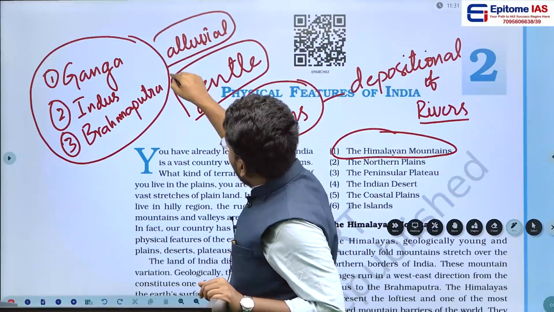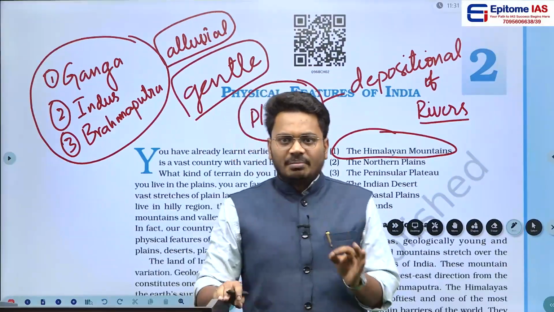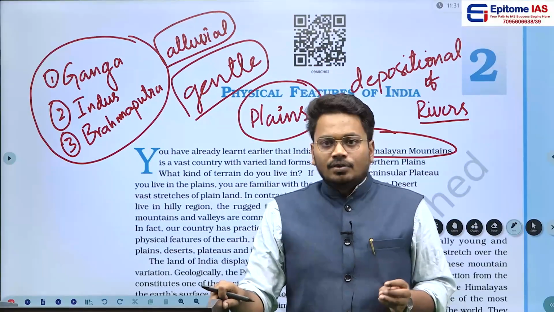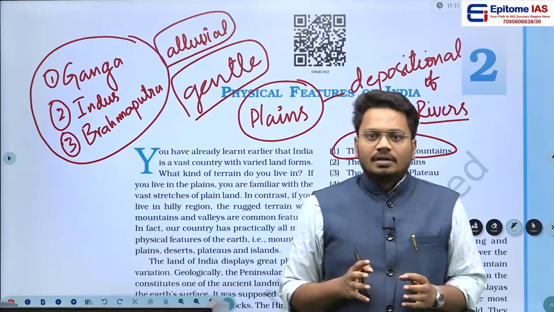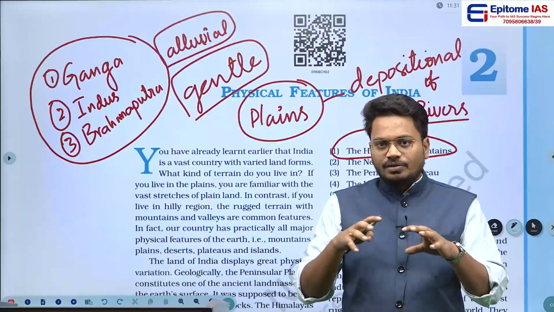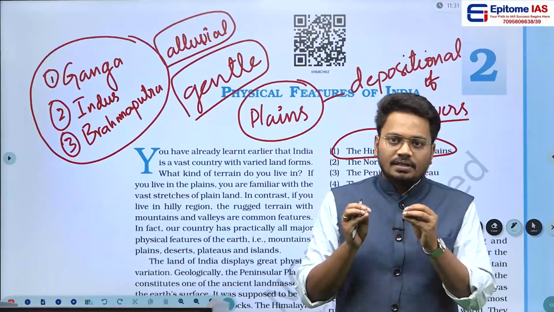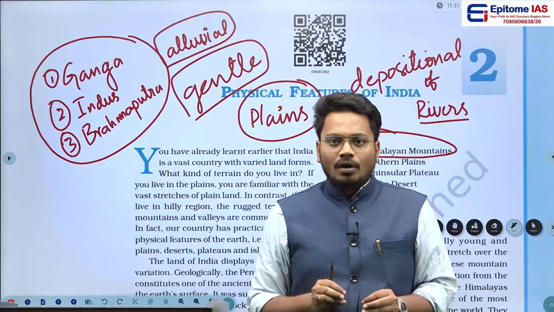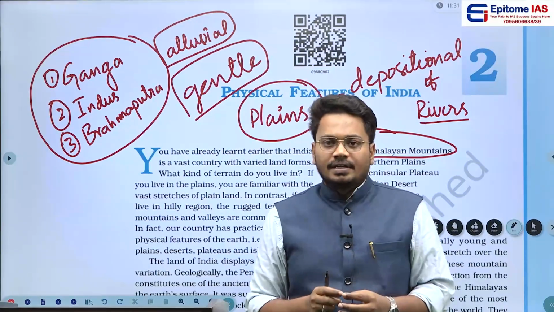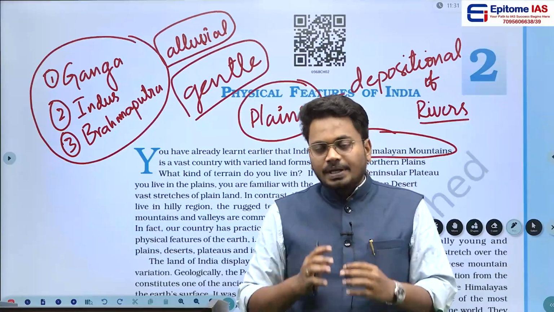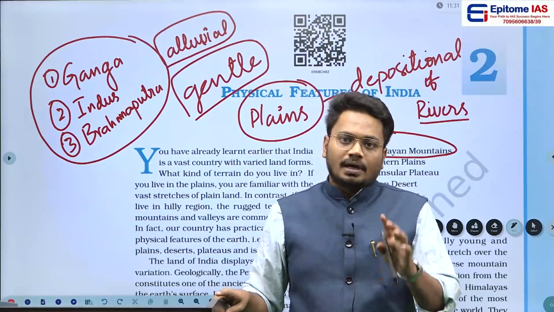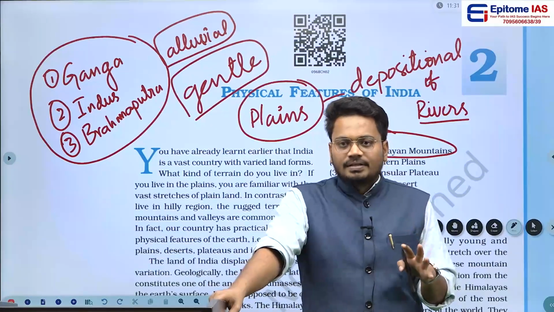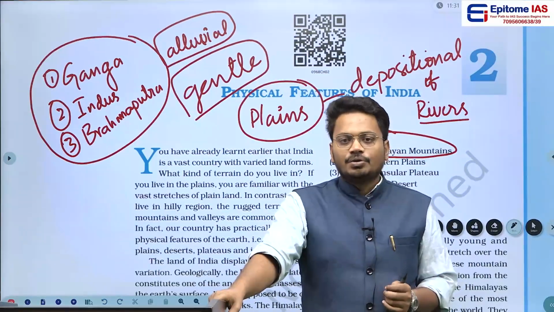What is meant by alluvial? Alluvial is nothing but the fine sediments which were brought by these particular rivers. So this region where we are seeing the formation of these plains is very rich in alluvial soils. What happens if a land has alluvial soil? Obviously, the alluvial quantity helps with more agricultural fertility. That is why these plains are very rich in agricultural activities.